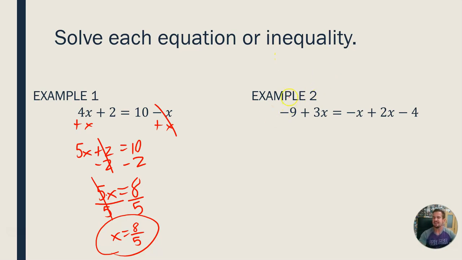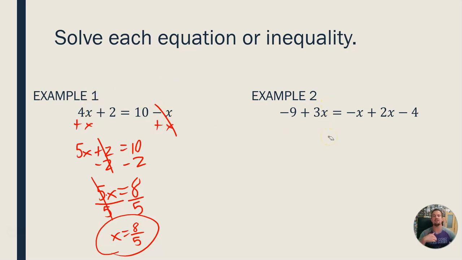Okay? Example number 2 says -9 plus 3x equals -x plus 2x minus 4. So a couple extra things going on. First of all, I have x's in multiple places rather than just one set of x's on the left and one set of x's on the right.